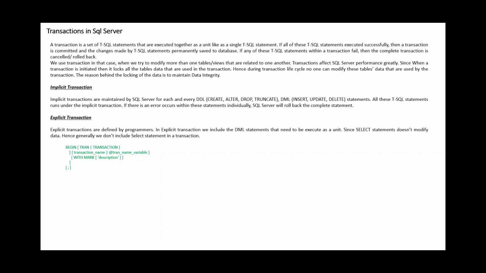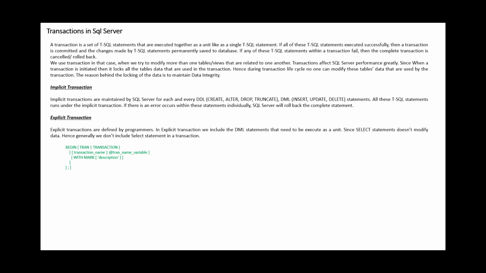We have two types of transactions. One is implicit, another is explicit. Implicit means these are system defined transactions. Whenever you do create, alter, drop, truncate, these are DDL commands, and some DML commands, the system defined transactions will execute. Any error will be taken care of, such as the primary key and the check conditions. All these are implicit transactions. If anything fails, the records inserted so far will roll back and it will bring the system back into the previous state.